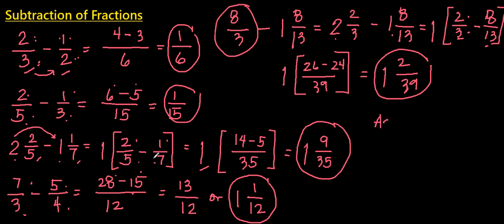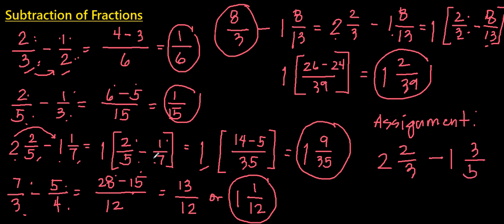For the assignment, I will give this equation, then comment down below your answer. 2 and 2/3 minus 1 and 3 over 5. This is assignment 1, and then assignment 2 is 2 and a half minus 1 and 1/3. Thank you, and I hope you learned something today.